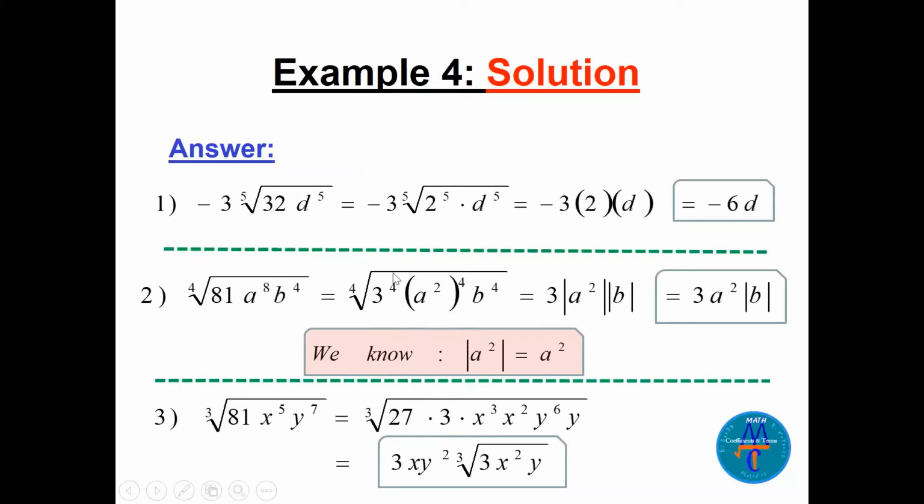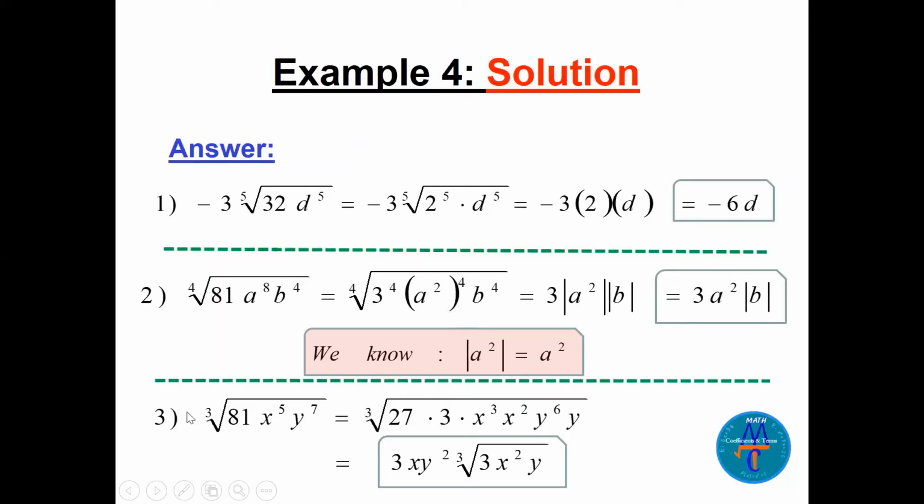A to the power 8, I can make it a squared all to the power 4. So I put absolute value of a squared and also absolute value of b. But I know from the absolute value video, you can check the absolute value videos, the absolute value of a squared is the same as a squared. It's a positive number. So the final answer here for number 2, 3 a squared absolute value of b.